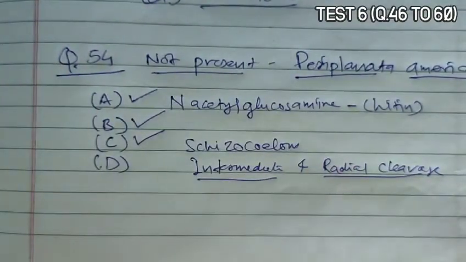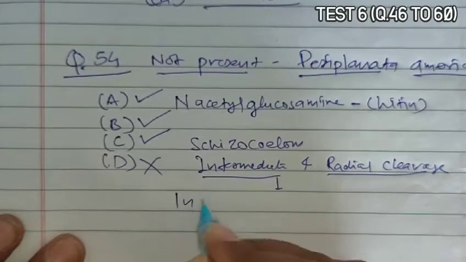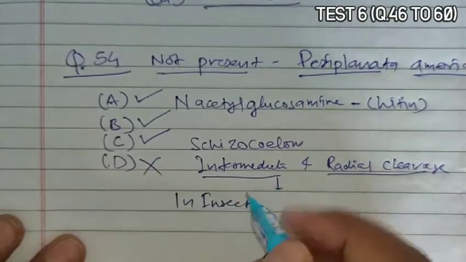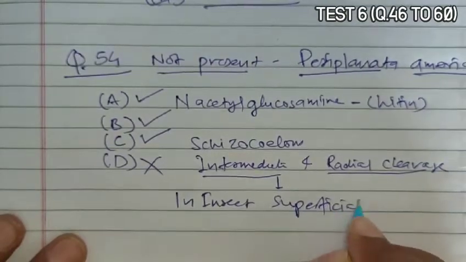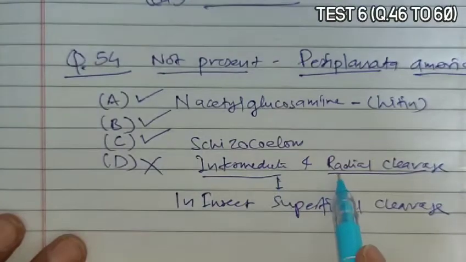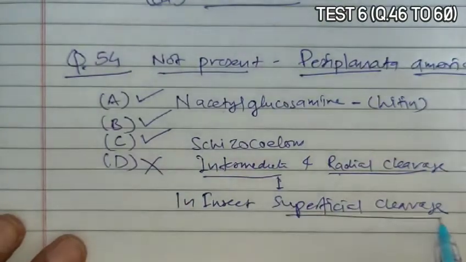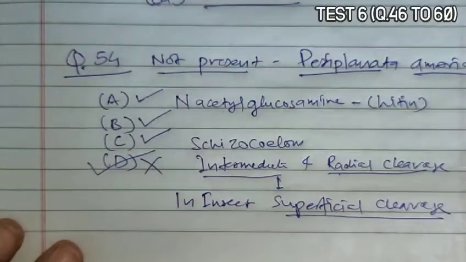So it is incorrect because in insects there is a presence of superficial cleavage. There is no spiral cleavage, so spiral and radial cleavage cannot be observed. They have superficial cleavage. So D is not present in case of Periplaneta americana.